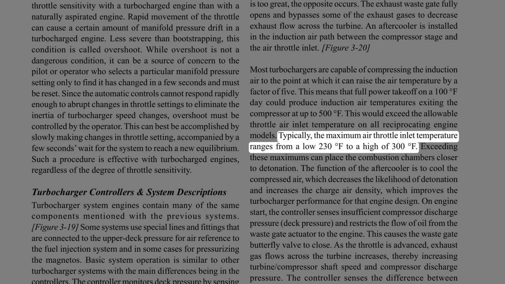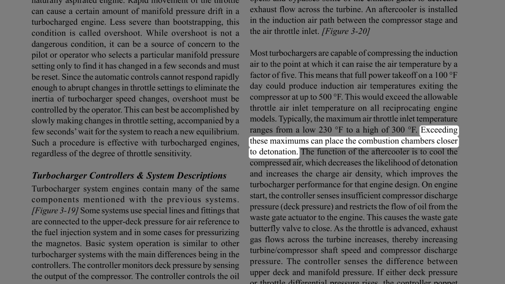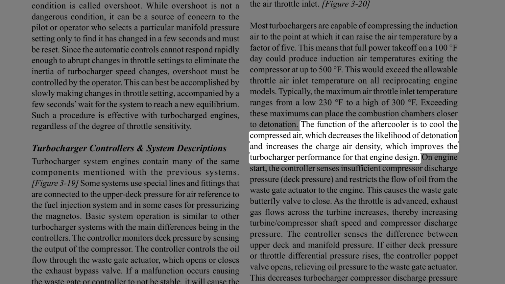Typically, the maximum air throttle inlet temperature ranges from a low of 230 degrees Fahrenheit to a high of 300 degrees Fahrenheit. Exceeding these maximums can place the combustion chambers closer to detonation. The function of the aftercooler is to cool the compressed air, which decreases the likelihood of detonation and increases the charge air density, which improves the turbocharger performance for that engine design.